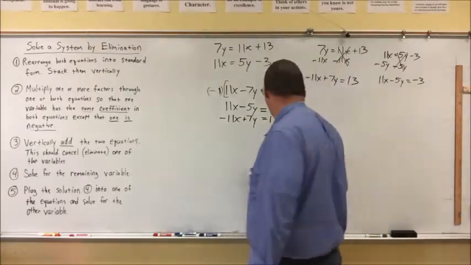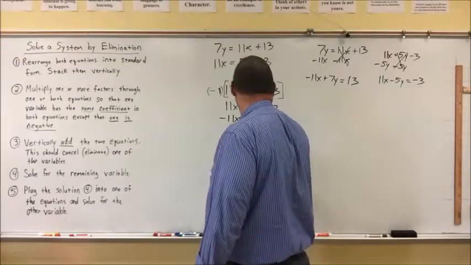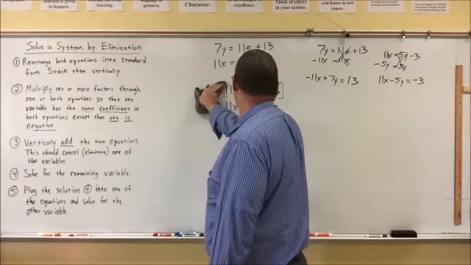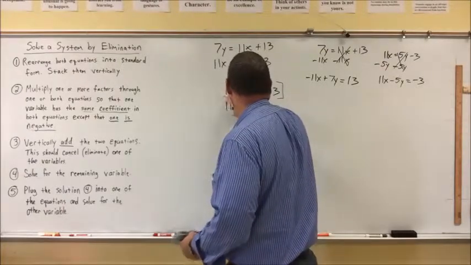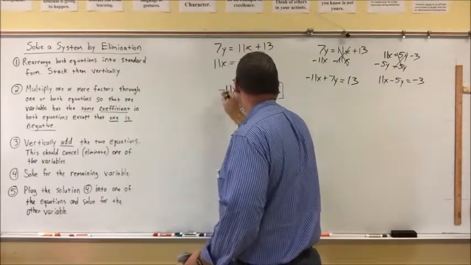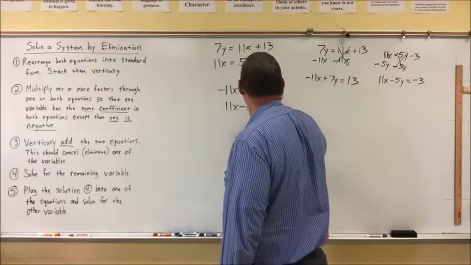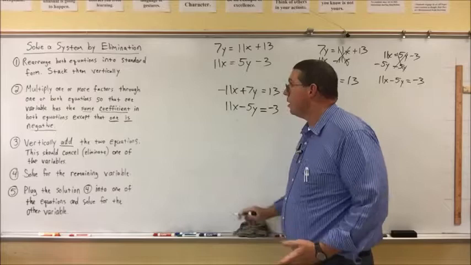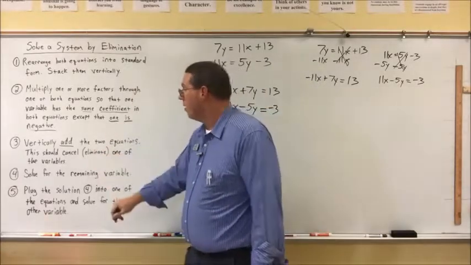But that's not what happened. The way we did it, we made sure that the 11 was already negative, so we didn't have to change it at all. This was already negative, this was already positive, this was already positive. And so from here, we can move on to step 3.